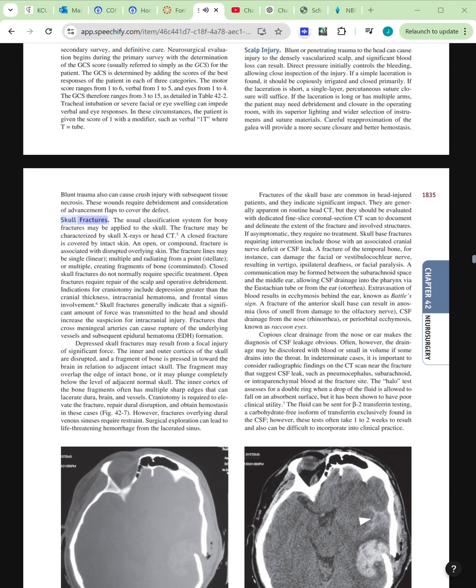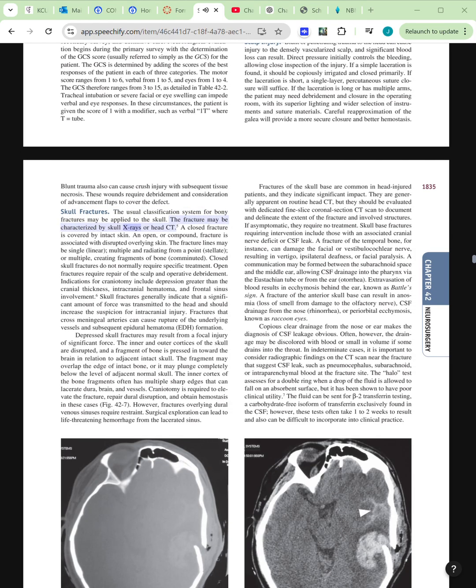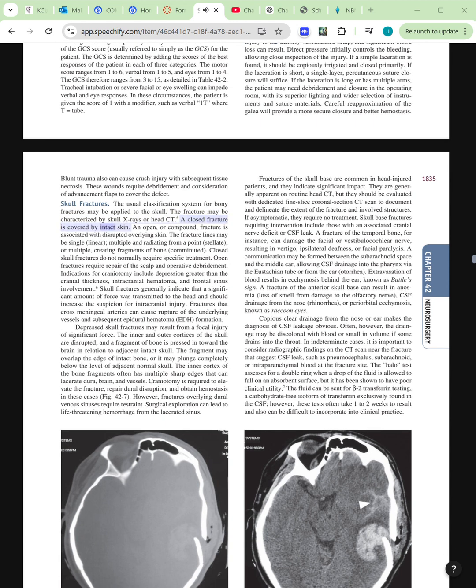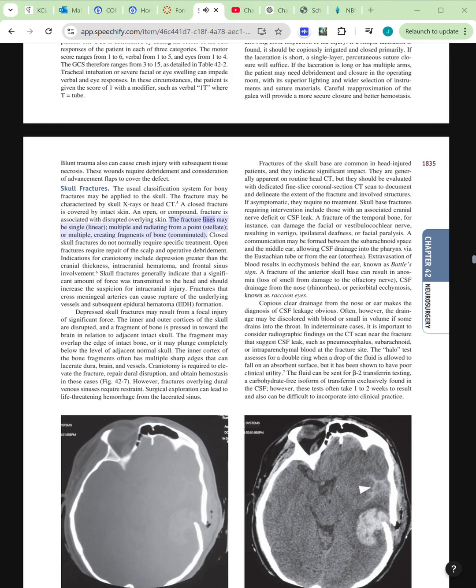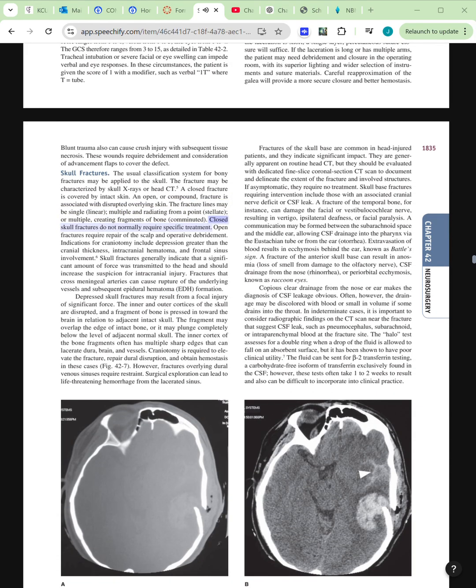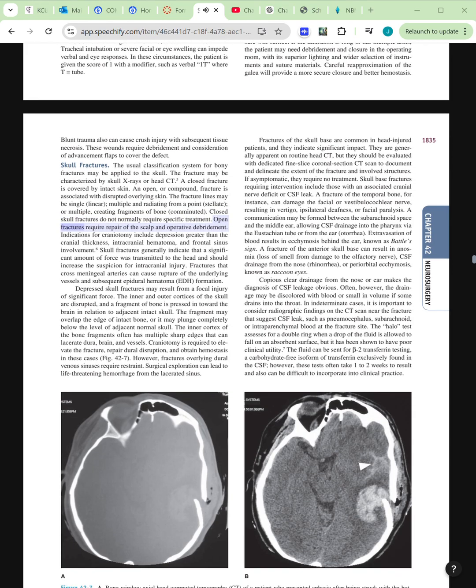Skull fractures. The usual classification system for bony fractures may be applied to the skull. The fracture may be characterized by skull X-rays or head CT. A closed fracture is covered by intact skin. An open or compound fracture is associated with disrupted overlying skin. The fracture lines may be single, multiple, and radiating from a point, or multiple, creating fragments of bone. Closed skull fractures do not normally require specific treatment. Open fractures require repair of the scalp and operative debridement.